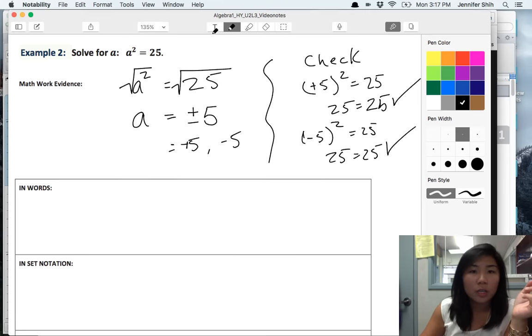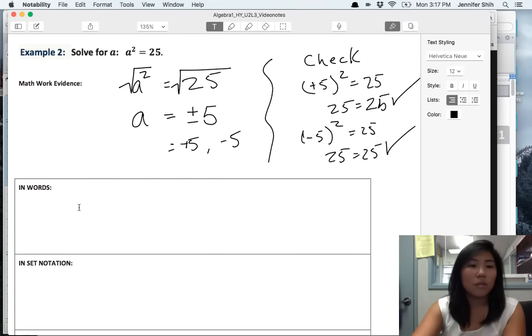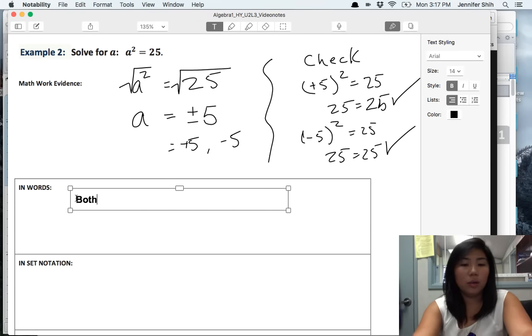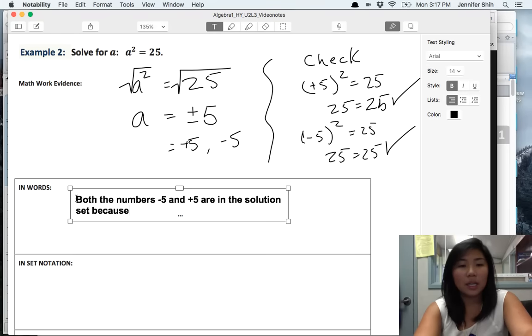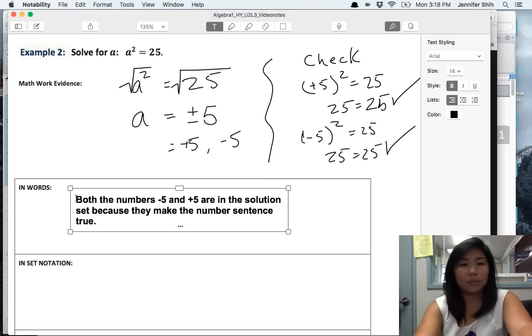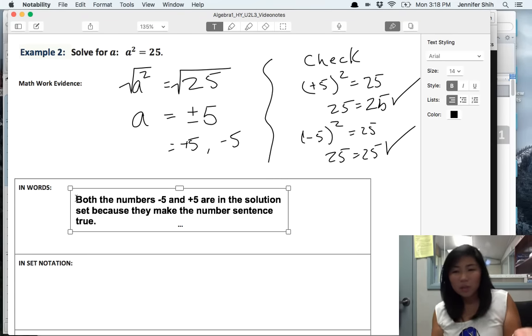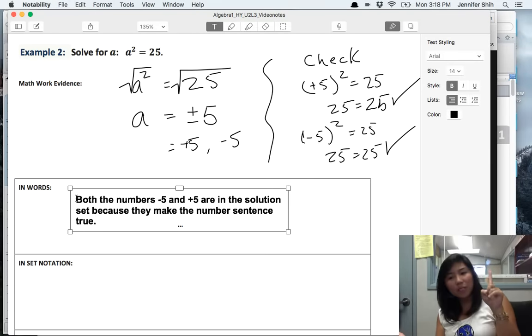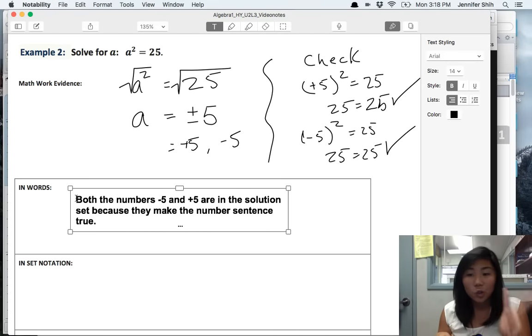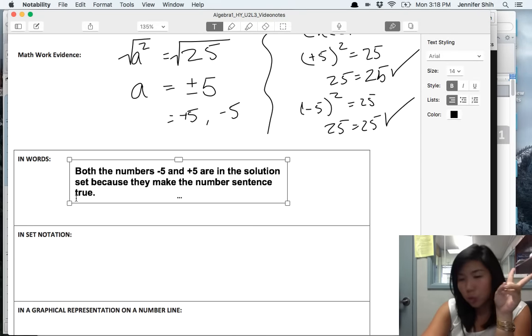So in words, I will type it: both the numbers negative 5 and positive 5 are in the solution set because they make the number sentence true. Sometimes when we solve equations, there's only one number that makes that equation true, but in this case, there are two answers that make the statement true.